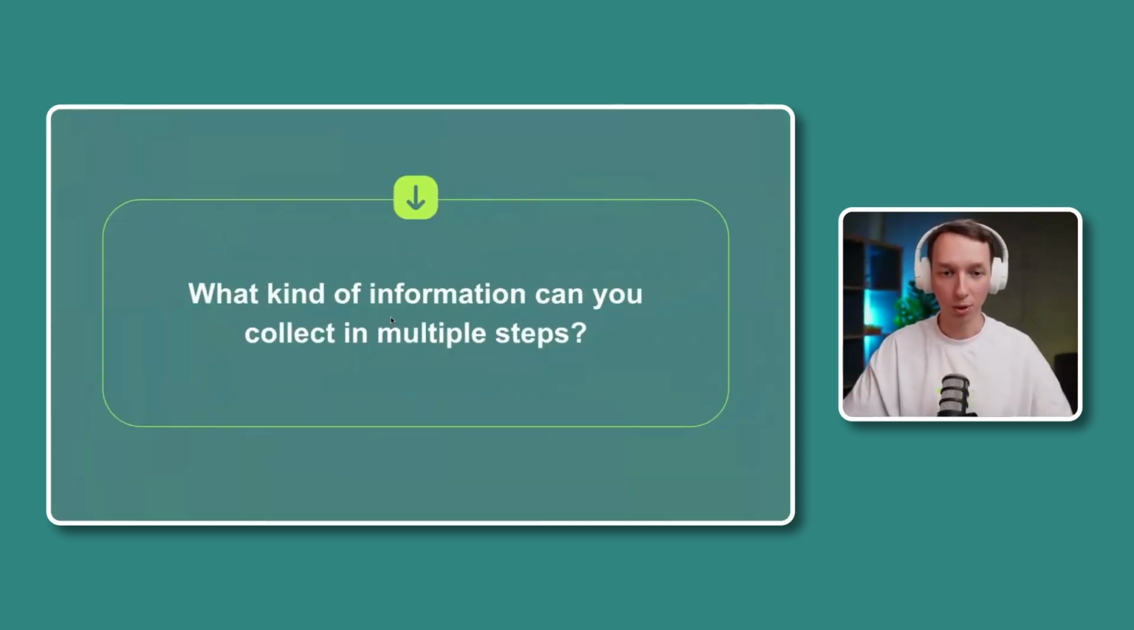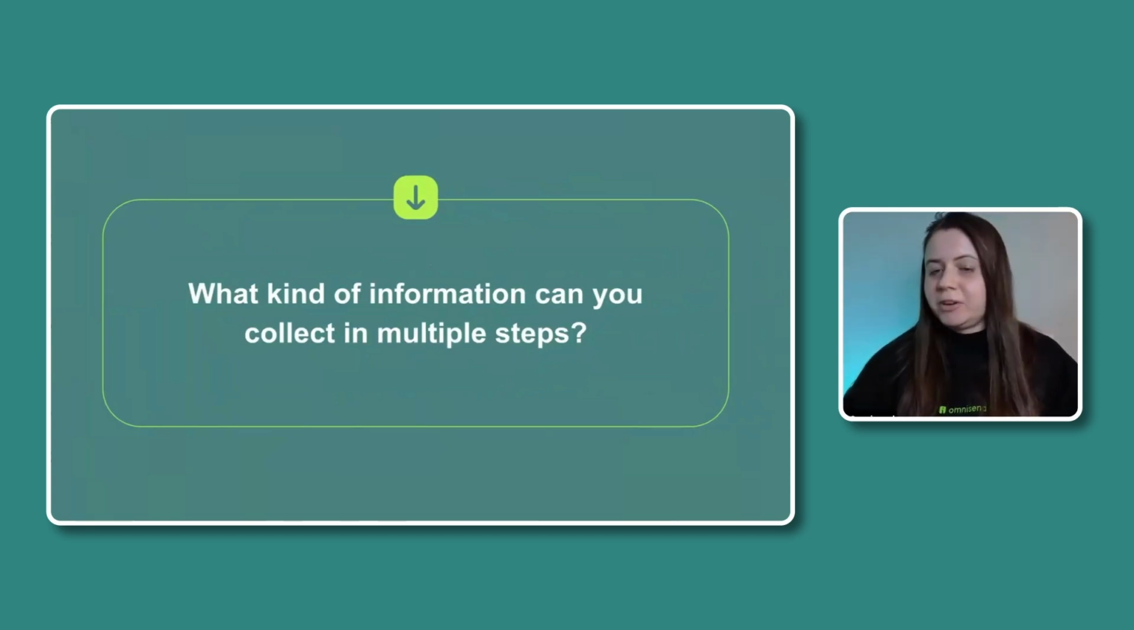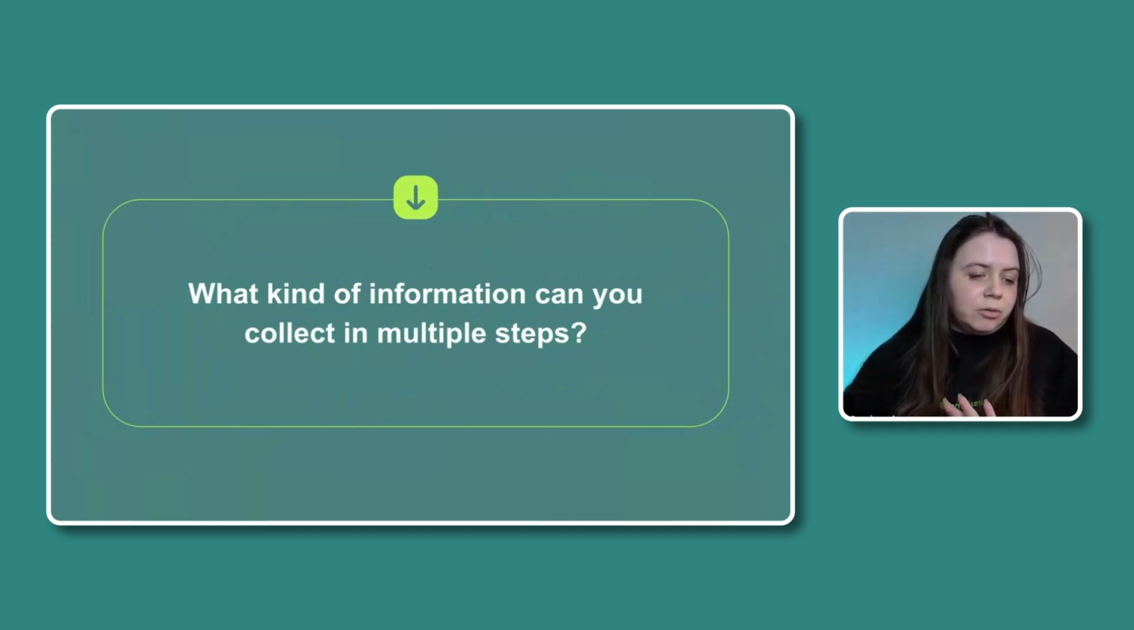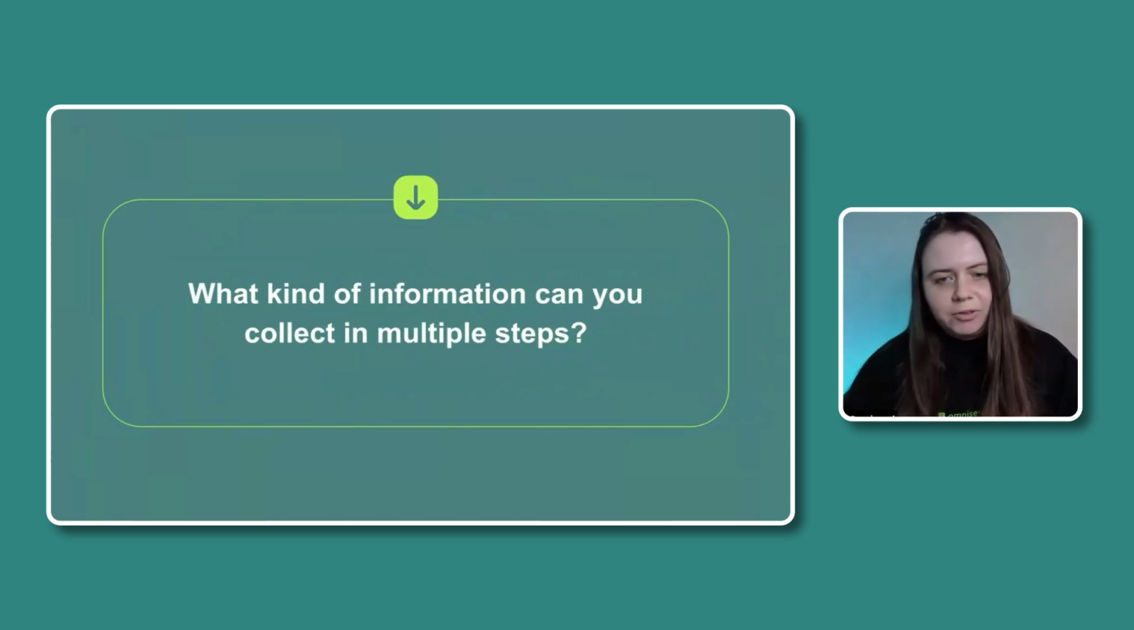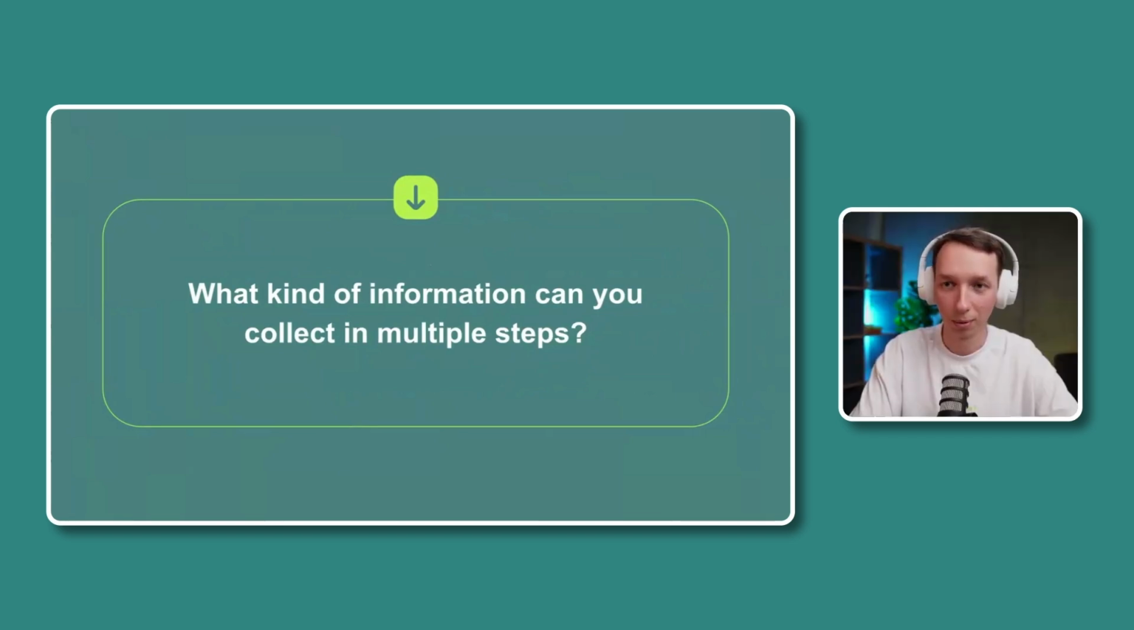So, what kind of information can you collect in multiple steps? You can collect everything that you can think of that you need. It can be SMS, the commonly mentioned, the name, the last name, any kind of preferences, like what you like, what you eat, what's your body type, anything that helps you more personalize the experience that you are building. Yeah, basically, the only limit is your imagination, right?